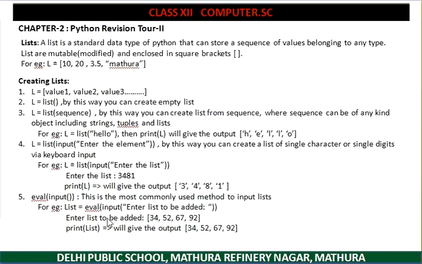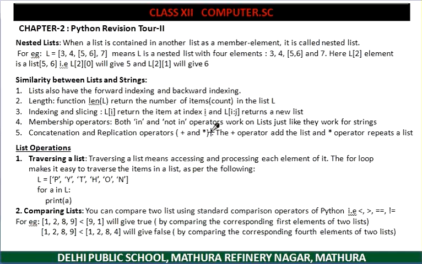Fifth way is the most commonly used method to input a list, eval(input()). So this is the most commonly used method. Here is the example, list is equal to eval(input('Enter the list to be added')). So here we are reading a list with different values, and print list will give the output in the form of a list. So this fifth method is the most commonly used method for reading a list. Now move to the next slide.